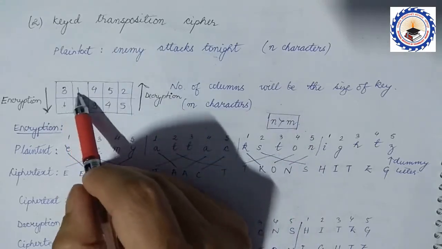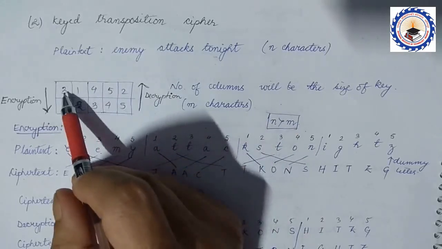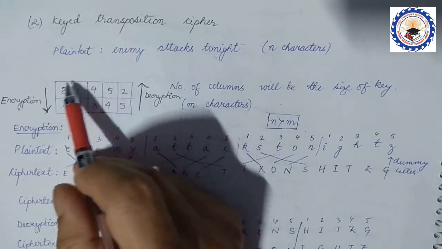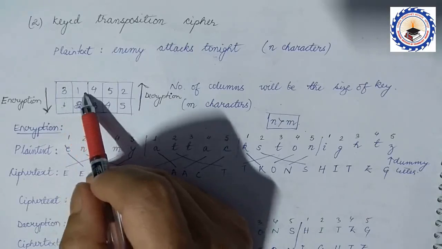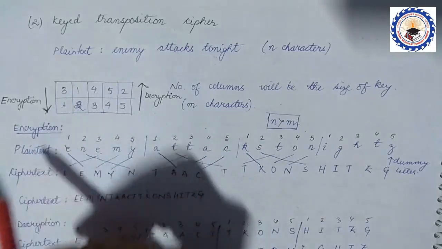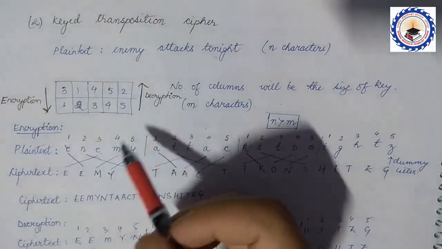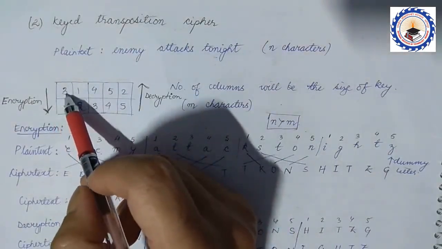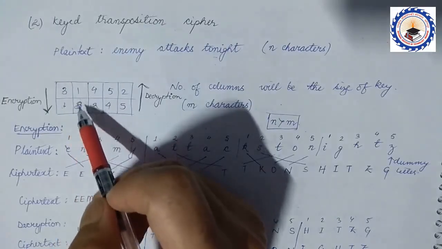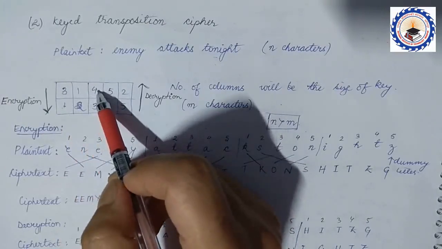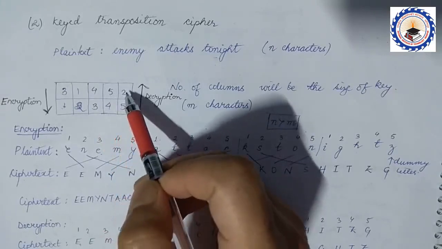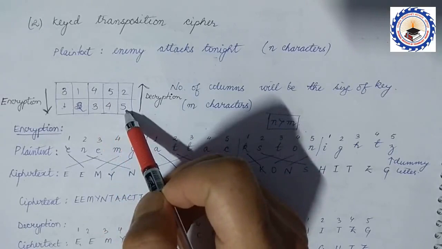For example, these are nothing but the positions of the plain text here. It means there is a plain text having 5 letters. This is the third letter, this is the first letter, this is the fourth, fifth, and second, and so on. So what does it mean? While encrypting, the third letter in the plain text will come into the first position. The first letter in the plain text will come in the second position. The fourth letter will come in the third position. The fifth letter will come in the fourth position, and the second letter in the plain text will come in the fifth position here.